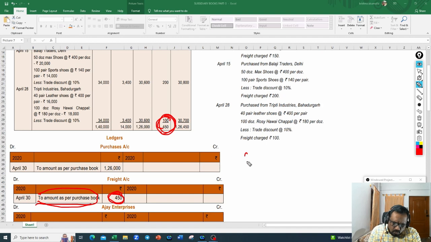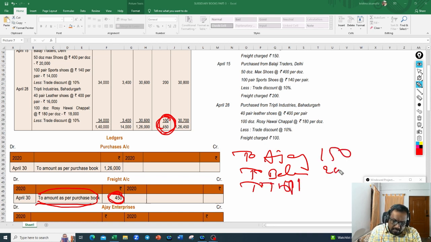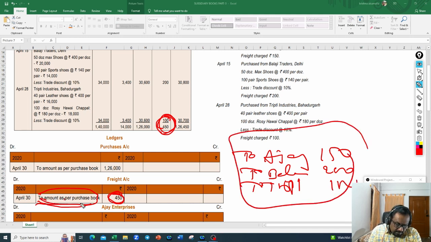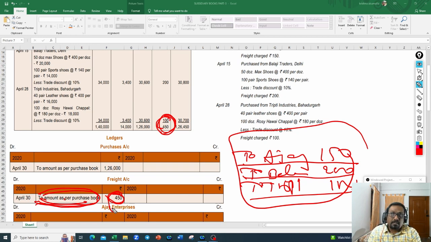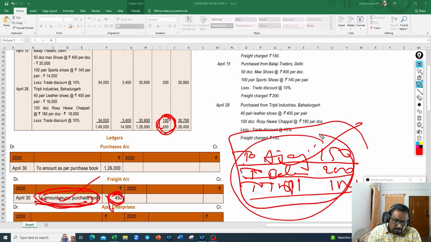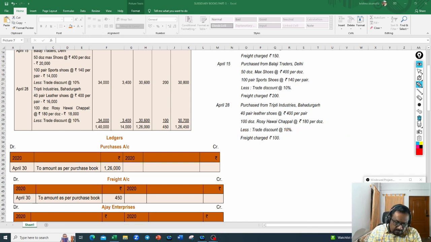You can bring it into Ajay account, Balaji account, Tripti account. You can say 150, 200, 100. You can write like this also here. Instead of to amount as per purchase book, you can say to Ajay 150, to Balaji 200, to Tripti 100. You can write like that also. There is no harm. There is no wrong. But since it is recorded in the purchase book, you can simply say the amount has been brought in from the purchase book of 450. You can do like this also. This is also a right method. You choose. Nobody is going to reduce the marks for this. You can follow this method as well. Are you clear? Right. So freight charges have been recorded.